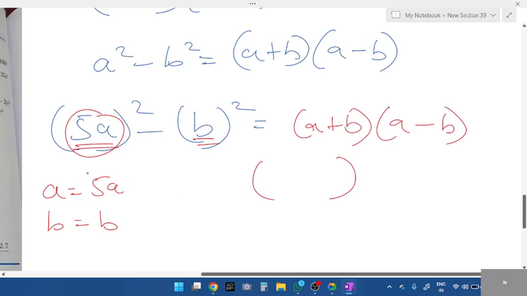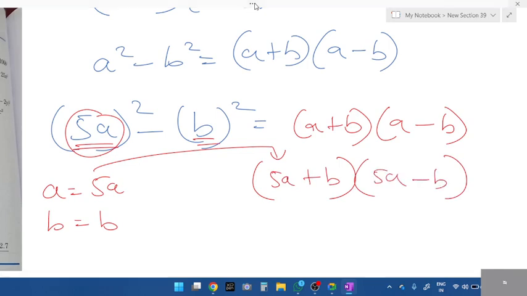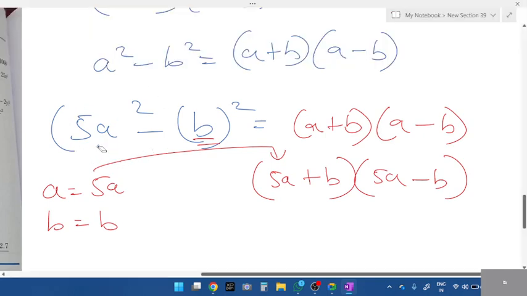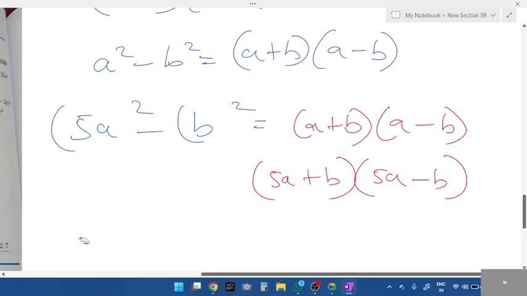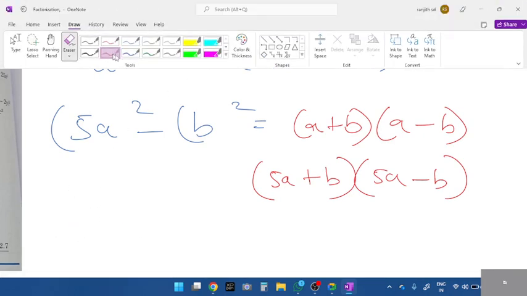Yes, just replace this value. What is A value? Plus B. What is A minus B? Minus. So basically, whatever is present inside the bracket, we are just adding and subtracting them. This is the concept, student. This is what we are going to use now.